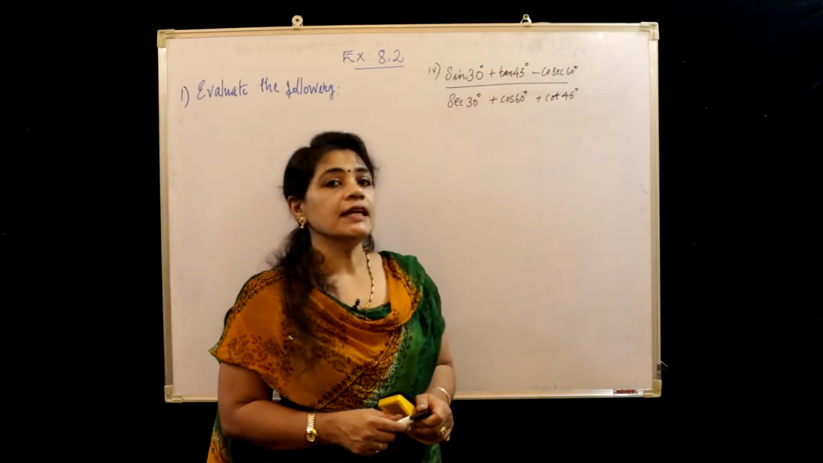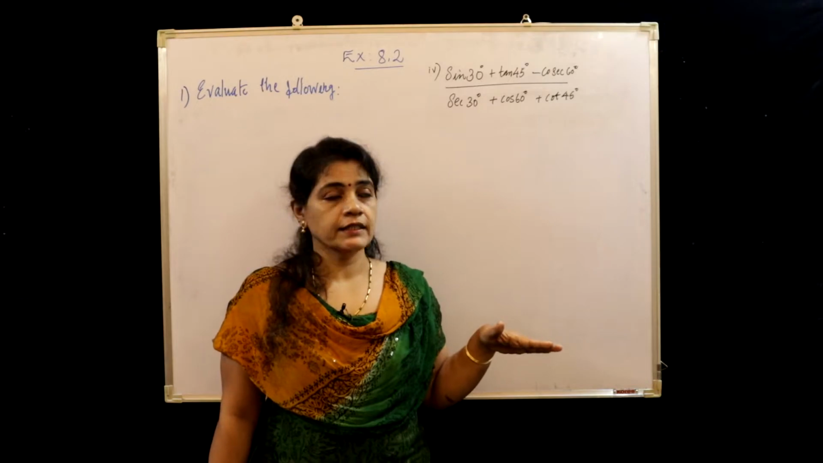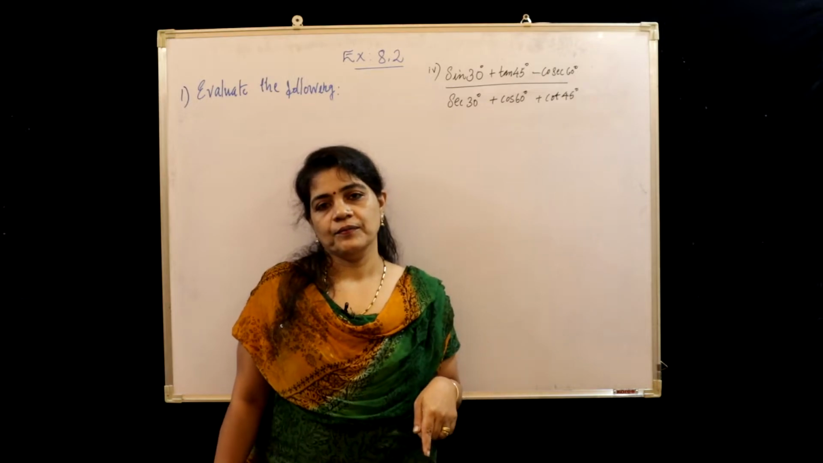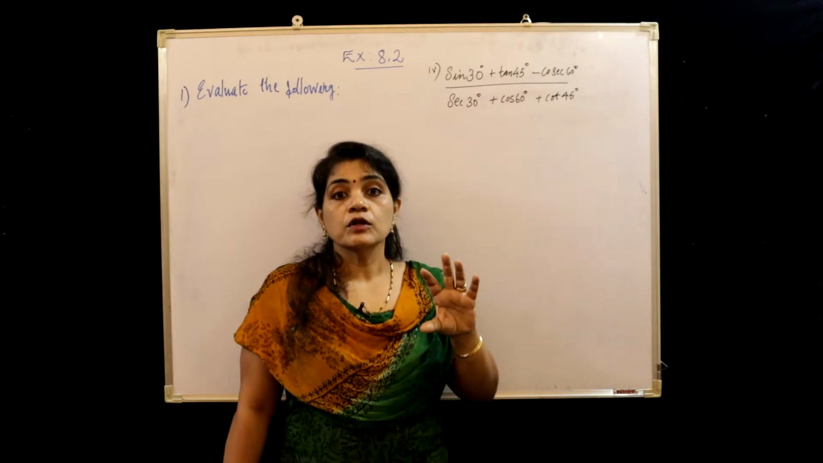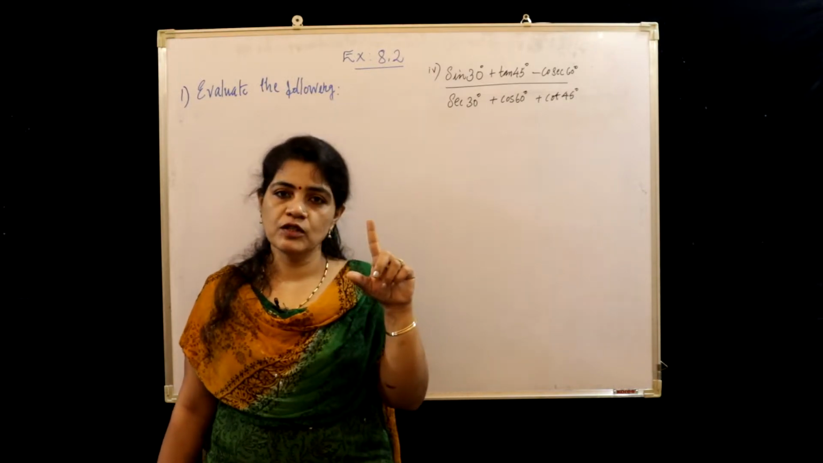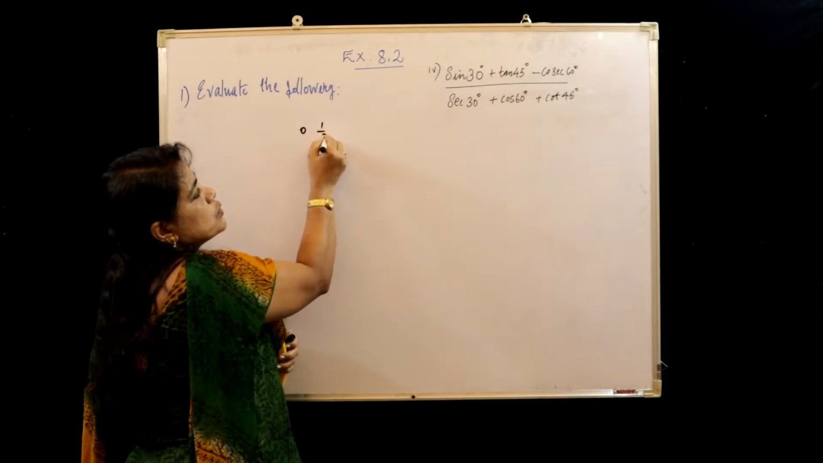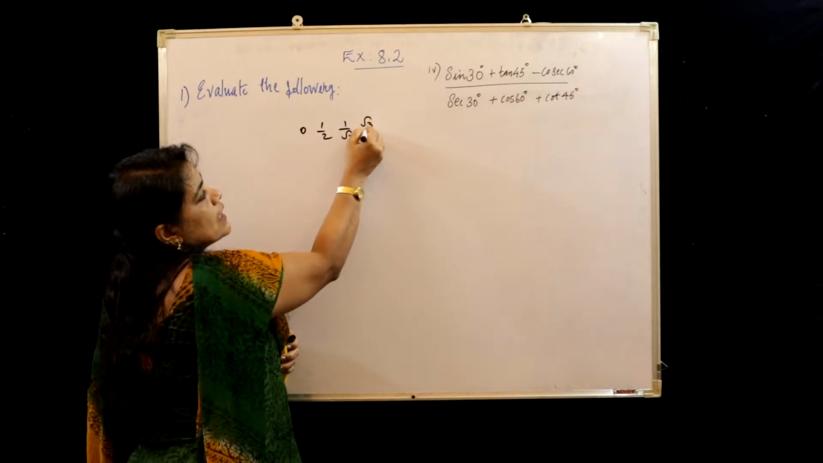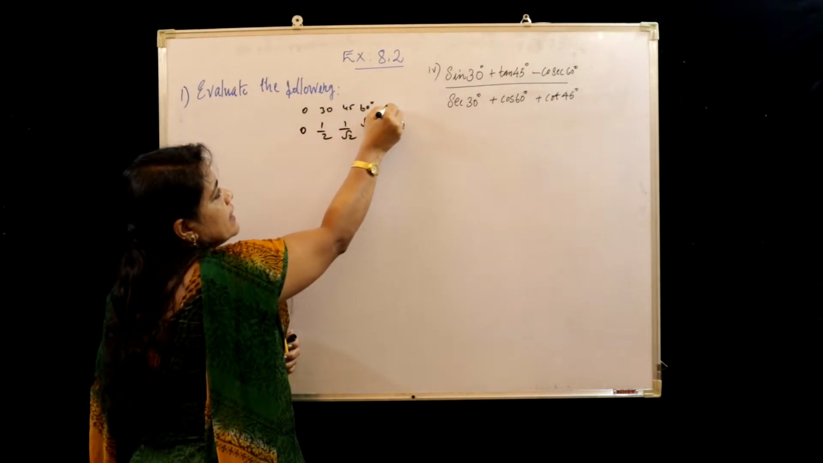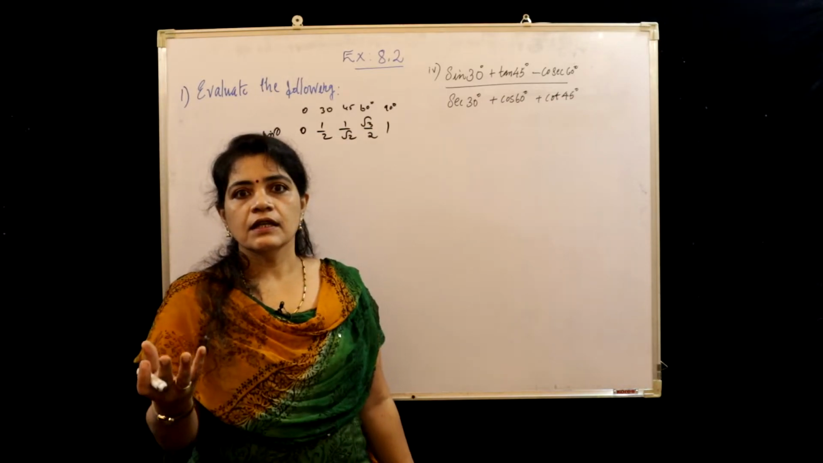Here: sine 30 plus tan 45 minus cosec 60 divided by sec 30 plus cos 60 plus cot 45. So we are going to first substitute the values without any mistake. For that, we are using the first row. What are the values of the first row, children? That is 0, 1 by 2, 1 by root 2, root 3 by 2 and 1. This is for 0, 30, 45, 60 and 90 degrees, and this is for the sine value. Sine 30 means 1 by 2.